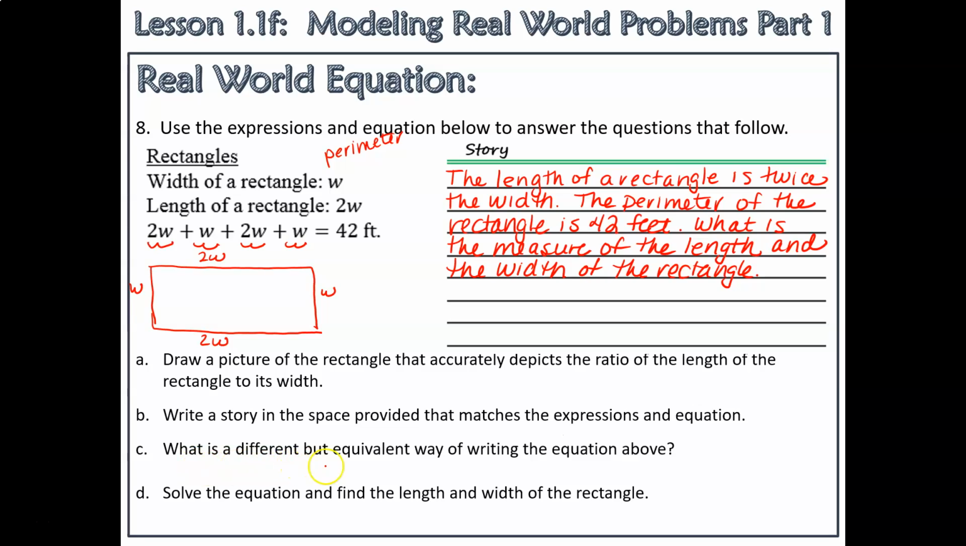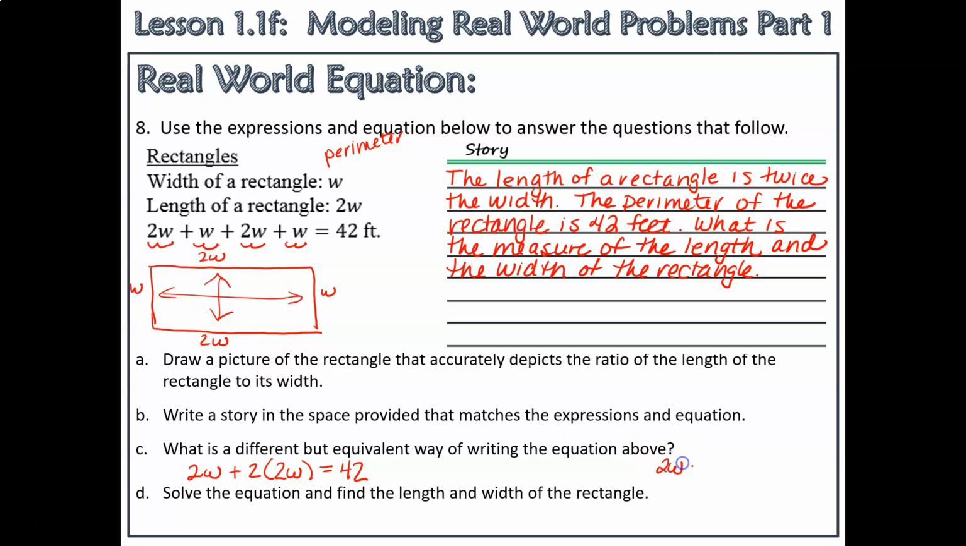C is what is a different but equivalent way of writing the equation above? Well, we know it's a rectangle, so these two sides are equal and these two sides are equal. So we can say that we have 2 of the widths plus 2 of the lengths, that are 2W, is equal to, what do we say, 42? Yep.